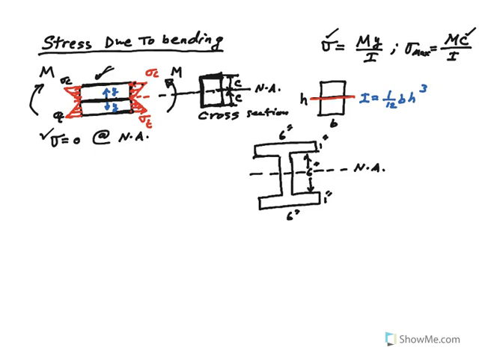You guys recall that I did actually a derivation for you, and I showed you for a solid rectangle, right? A solid rectangle with a width of b and a height, or depth, of h. The moment of inertia becomes 1/12 b h cubed with respect to the neutral axis.